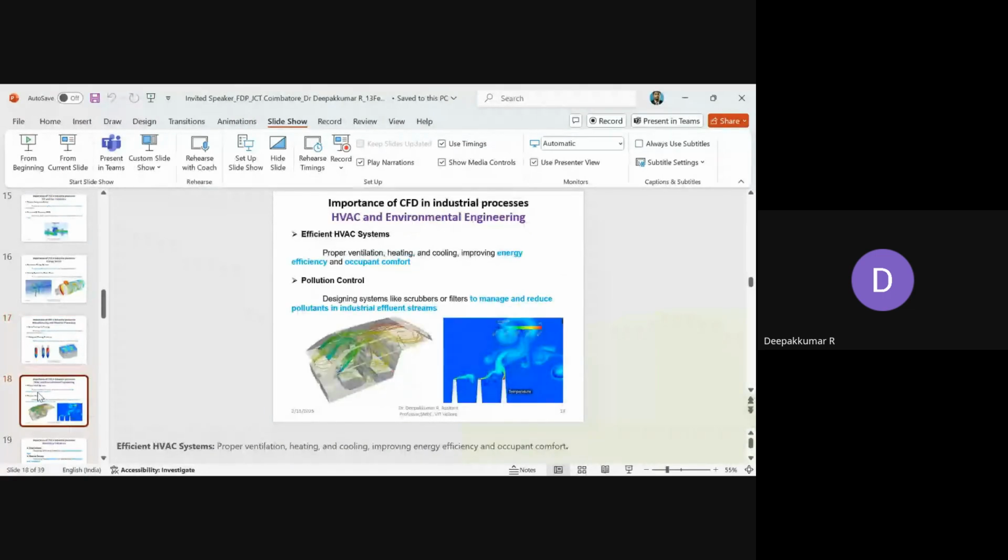And another kind of industry is heating, ventilation, air conditioning, HVAC systems and environmental engineering. Efficient HVAC systems and pollution control can be achieved using CFD software tools, and proper ventilation, heating and cooling, improving energy efficiency and occupant comfort can be ensured with the help of CFD predicted results, and designing systems like scrubbers or filters to manage and reduce pollutants in industrial effluent streams. In such a way, the environmental hazards can be reduced.